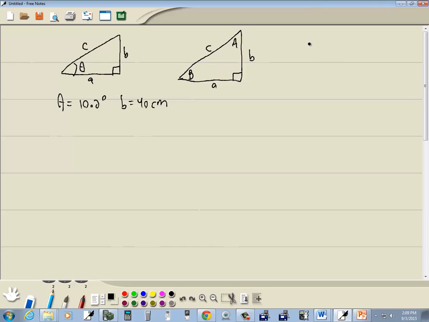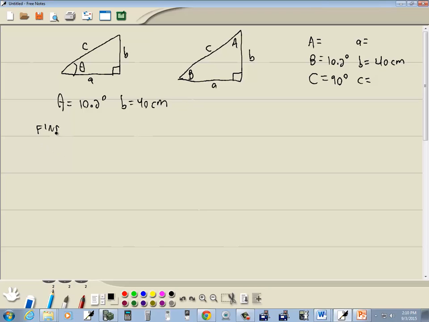Now solving our right triangle means finding all the angles and all the sides. Well, they tell us theta, which is 10.2, which is right here, which corresponds with our B. So this is 10.2 degrees. Now C is right here, and it's our 90 degrees by definition. Then it also tells us B is 40 centimeters.